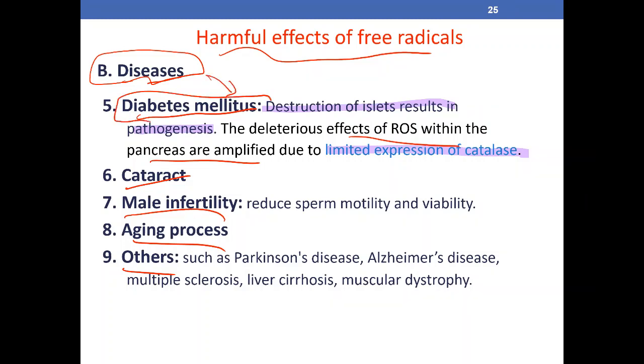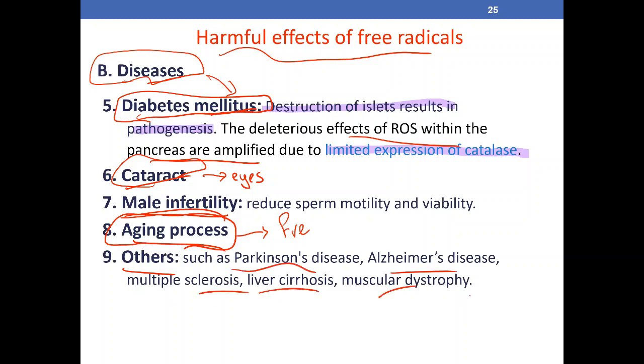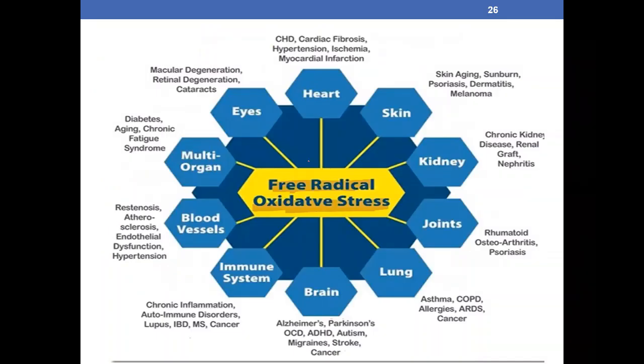For example, diabetes mellitus, cataracts, which are problems in the eyes, male infertility, and aging itself has to do with free radicals. And there are other diseases like Parkinson's, Alzheimer's, cirrhosis, multiple sclerosis, muscular dystrophy. I need to remember free radicals cause diseases. That's all you need to know. So again, these free radicals cause diseases: chronic heart disease, cardiac fibrosis, skin aging, chronic kidney disease, etc. And they cause it in literally every organ in the body, every system.